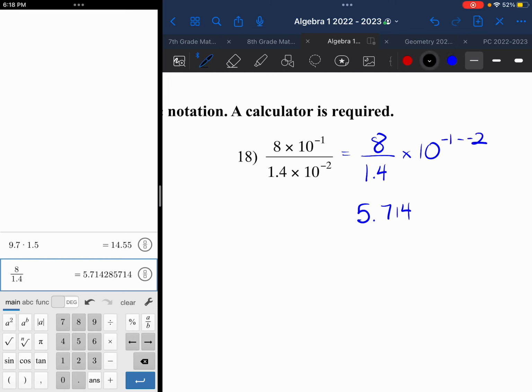And this is really, well, look, they're the opposite signs. One's a negative, one's a positive. Opposite signs mean you subtract. 2 minus 1 is 1. Take the sign of the larger, it was positive, and it's a positive 1. So this is going to be times 10 to the positive 1.